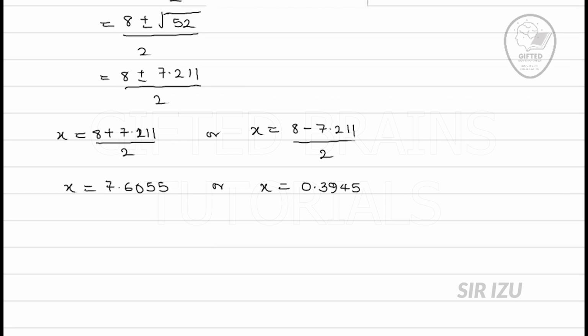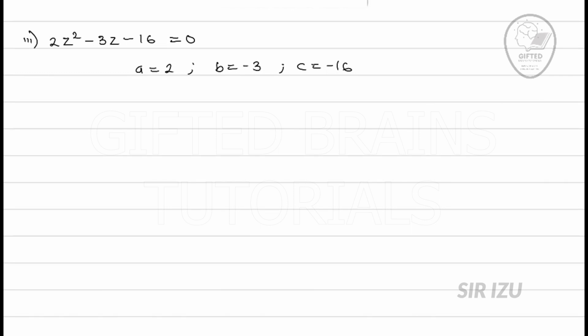Let's take question number 3. Look at this question now: we have 2z squared minus 3z minus 16 equal to 0. Our a is 2, b is minus 3, and c is minus 16. Obviously here we have z is equal to minus b plus or minus the square root of b squared minus 4ac over 2a.